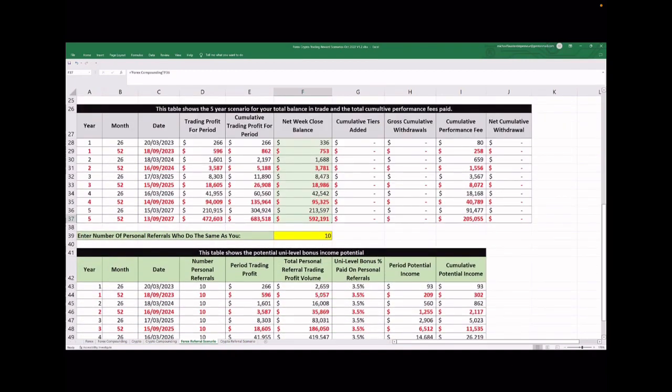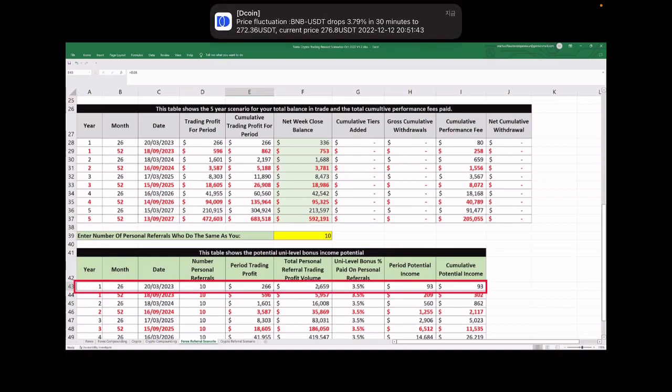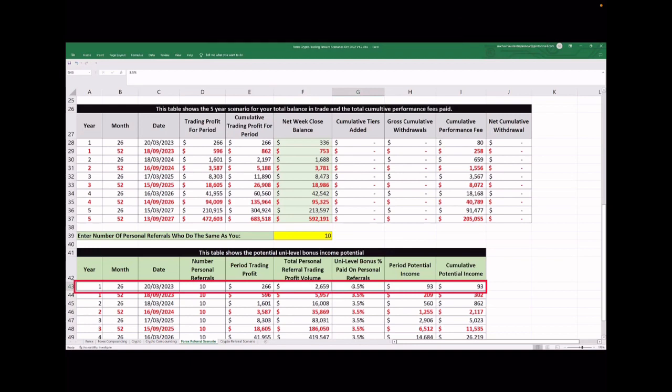So let's say over the course of time, you refer 10 people who want to do the same as you. They've contributed 300 to the crowd fund, 150 into the trading pool. That means 10 people at the end of week 26 would have generated 266 in profit each. So 10 people would be 2659. Now you get a 3.5% unilevel bonus on the profit that is made over their 6-month period. So you would have $93.